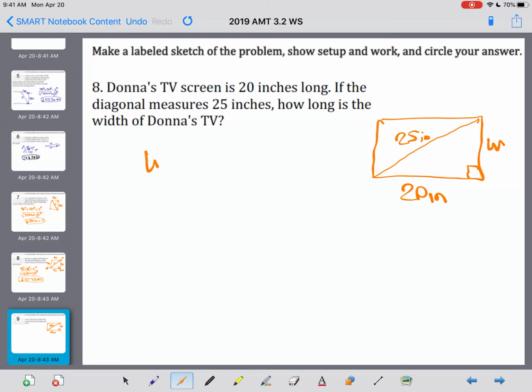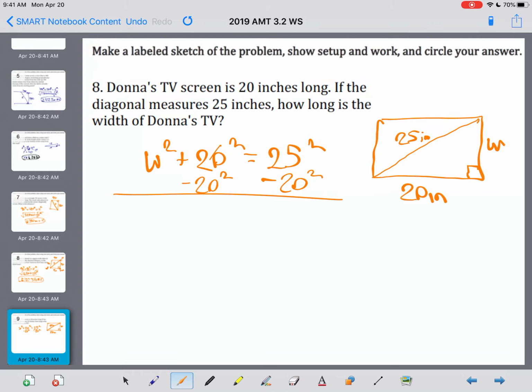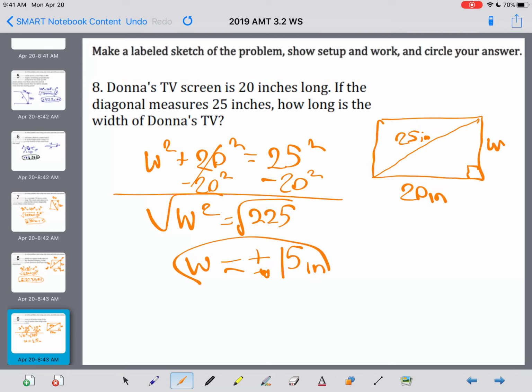I'm looking for a leg, so w squared plus 20 squared equals 25 squared. I'm going to subtract this 20 squared over. These cancel. I get w squared equals 25 squared minus 20 squared. Should be 225. Exactly, square root, square root. W equals exactly plus or minus 15. We're talking inches, and no negative.